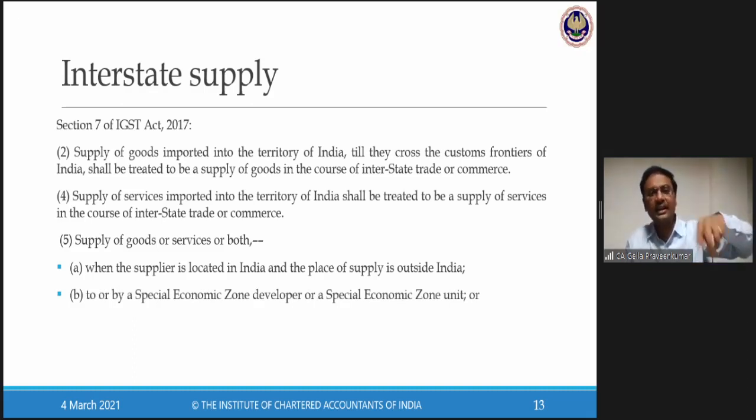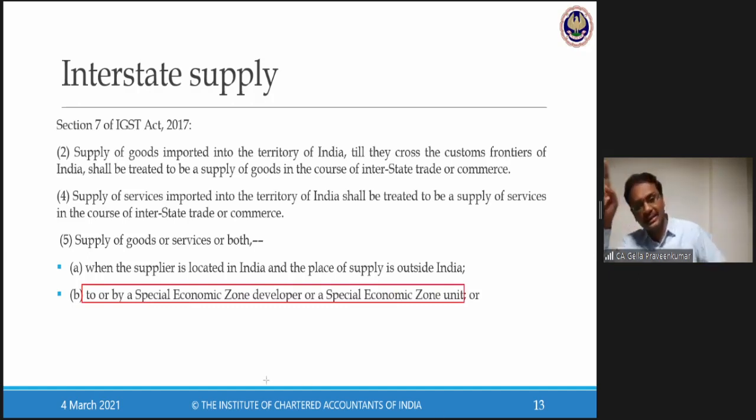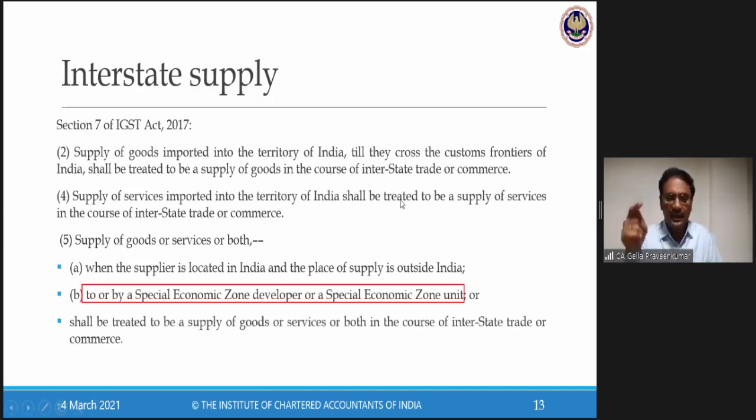They say when the supplier is in India and the place of supply is outside India, again, to or by a SEZ developer or SEZ unit. I draw your attention here, a very important point: to or by a SEZ developer, SEZ unit. Supply of goods to a SEZ unit. Supply of services to a SEZ unit. Supply of goods by a SEZ developer. Supply of services by a SEZ unit. Please read, they say to or by. Now, what are they saying? It shall be treated to be a supply of goods or services or both in the course of interstate trade or commerce. They're saying that in relation to section 5.